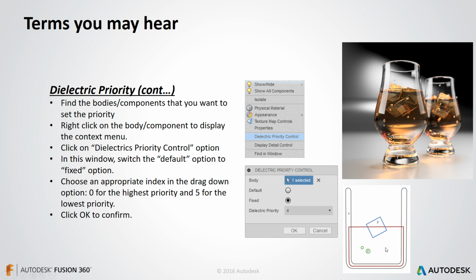Okay. And again, here's another rendering. Notice, once again, depth of field. Also notice the background isn't just a plain gray background. They spent a little bit of time creating a nice environment in the background, to give it a little bit more liveliness. You can see the reflections on the floor or the table here. But that's what dielectric priority does. And again, I'm not going to spend a lot of time on this, but you just basically right-click on the body or component, and you can specify the dielectric priority control.